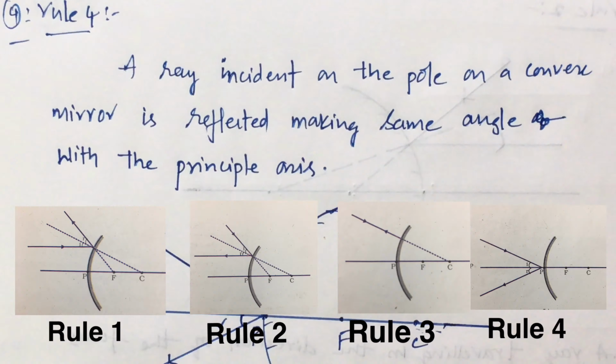Hope you have understood this class. In the next coming classes, we are going to study how to draw a ray diagram for various positions of object distance when placed in front of concave and convex mirrors.